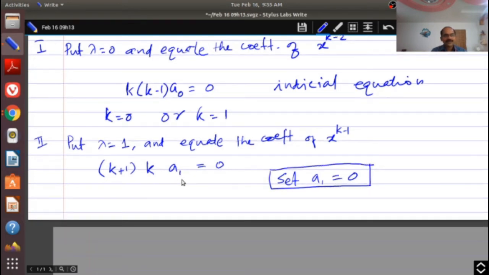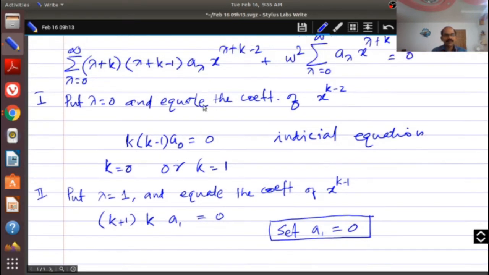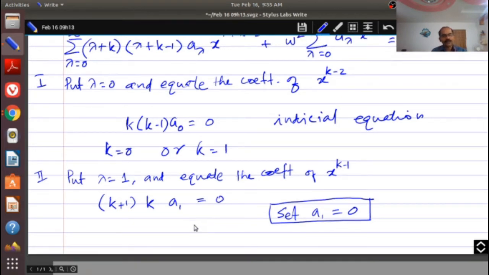In this case it is actually interesting. We have already found from the lambda equal to 0 equation that k can be 0 or k can be 1. When you put k equal to 0, this equation is 0, so any value of a1 is possible. But when you put k equal to 1, k plus 1 is 2, 1 into 2, a1 is equal to 0. There is no way this can be 0 unless a1 is 0. Here you can deduce a1 is equal to 0, but in general we can simply say a1 is 0. That is part of the method of solving this equation.